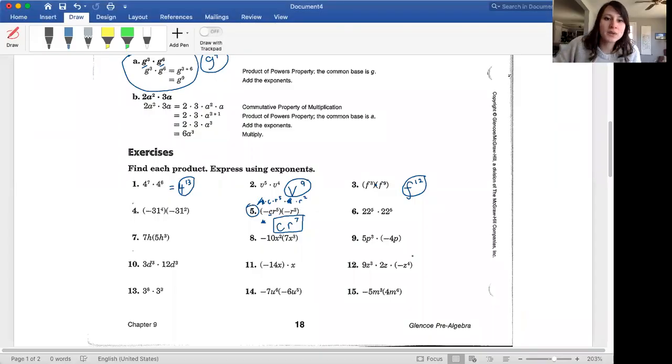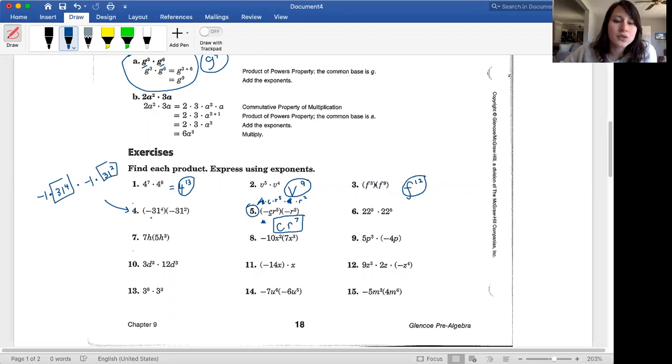Okay, so same idea with number 4. If I break down this problem as if I was like a calculator, when I'm reading this, I'm reading this as -1 times 31 to the 4th power times -1 times 31 to the 2nd power. So when I look at this, I've got the same base here, and then I've got -1 times -1, which is a positive. So negative times a negative is positive. So I'm going to write this as a positive 31 to the 6th power.